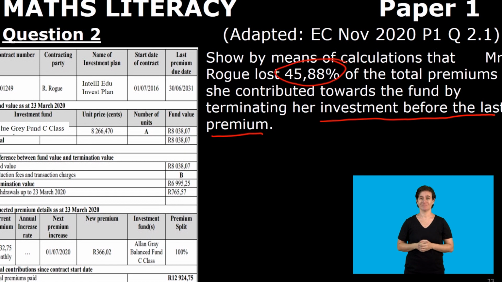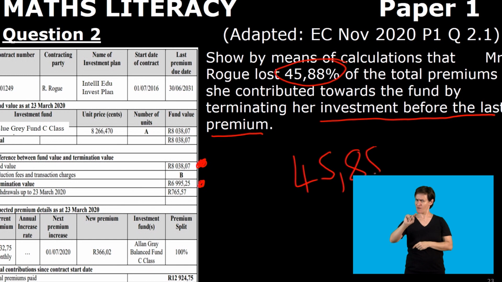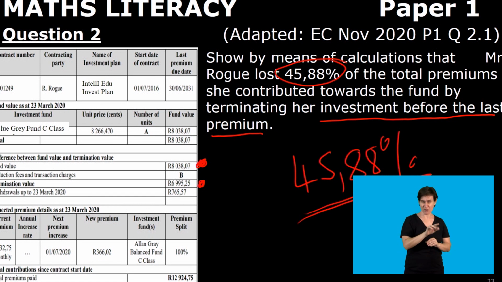So she lost money. So you will go and look at the fund value and the termination value, and then you will calculate and see whether you arrive at the answer 45.88%. So now you are going to calculate the percentage and see whether your answer and their answer is the same.